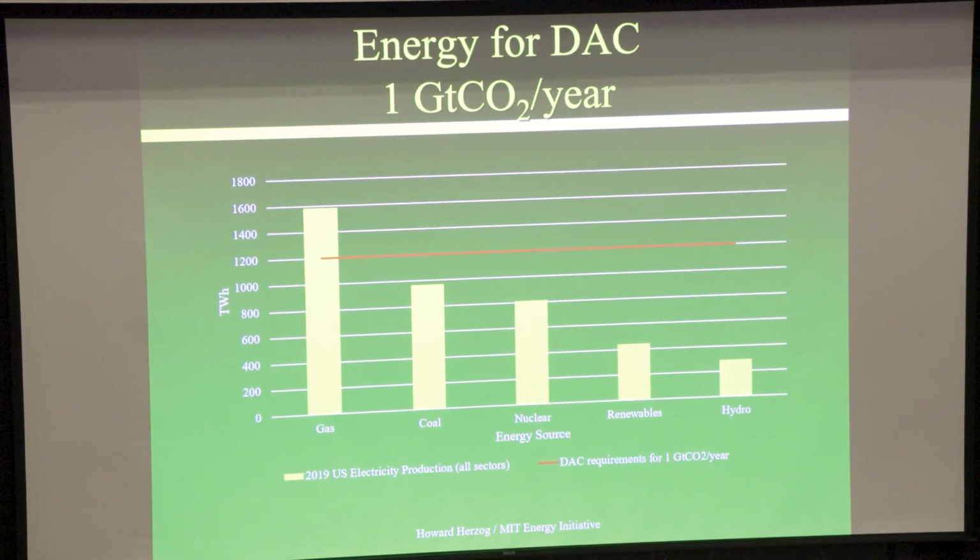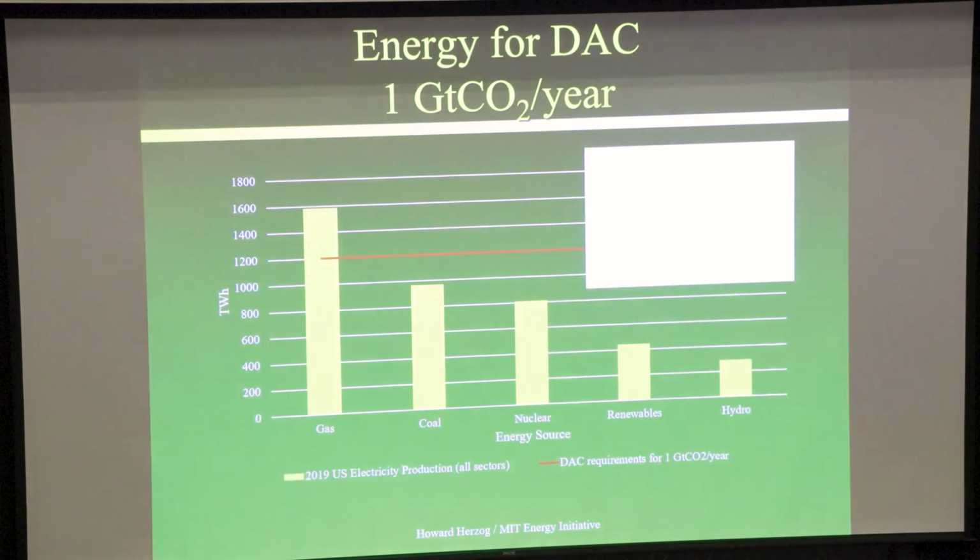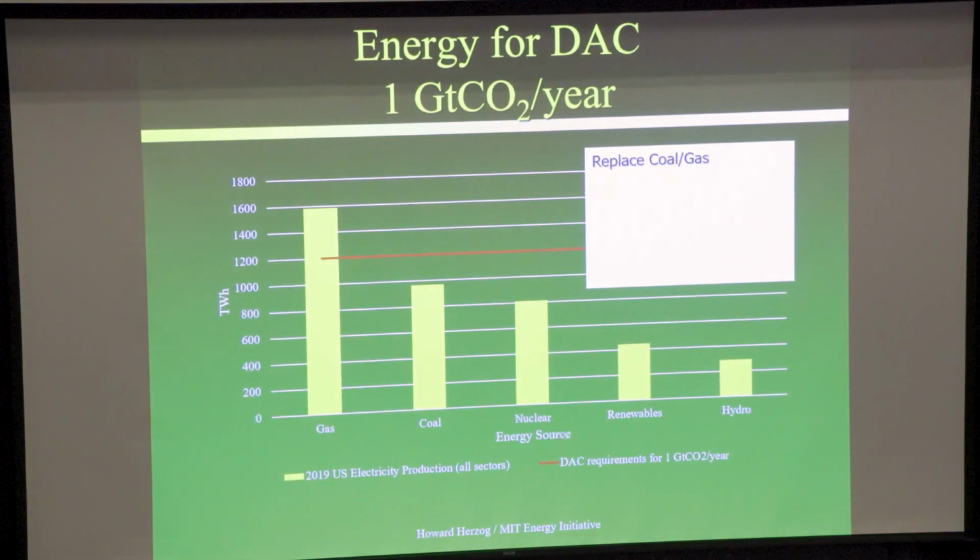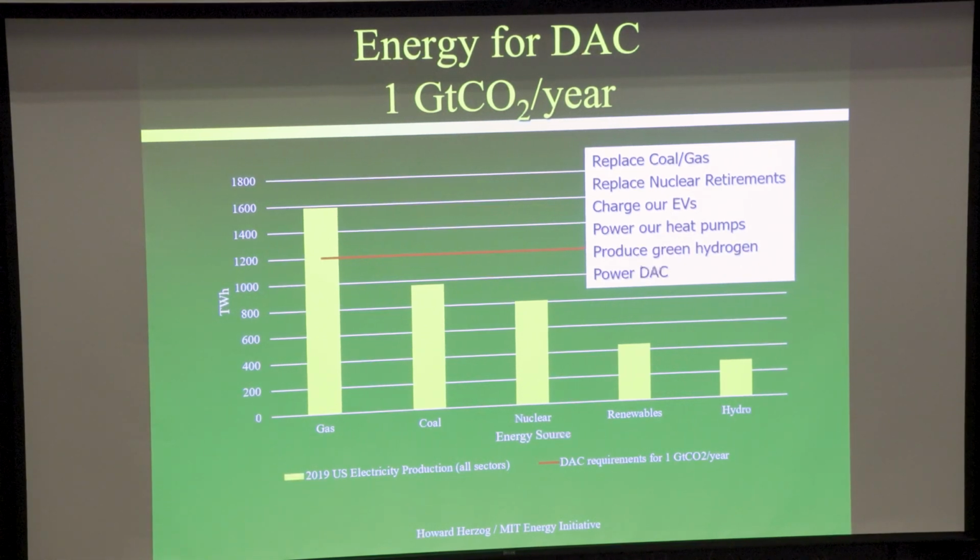But there's an additionality issue here. I said additionality was one of the issues. If we have this carbon-free energy, is the best thing to do air capture, or is it to drive out other emissions? What else can we do with our carbon-free energy? Well, we can replace our coal and gas in the electricity sector. We can replace retirements of nuclear power plants when they close. We can charge our electric vehicles. We can power our heat pumps. We can produce green hydrogen, in addition to powering direct air capture.